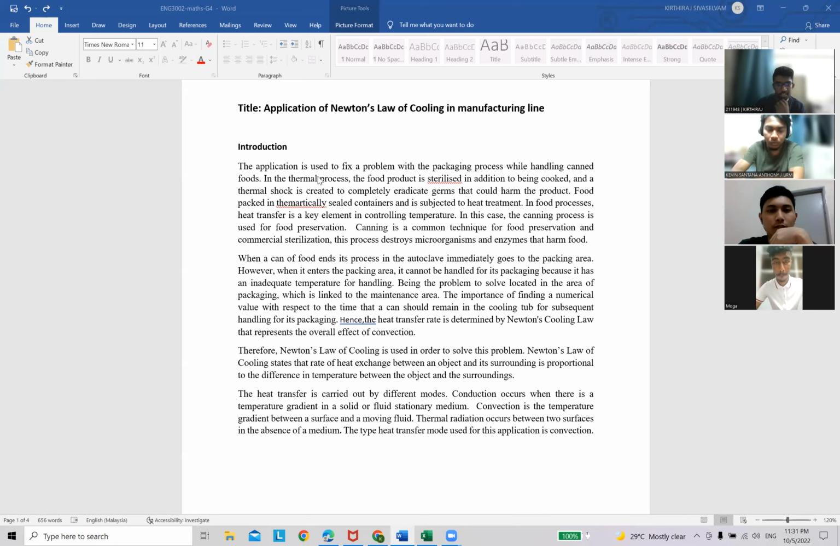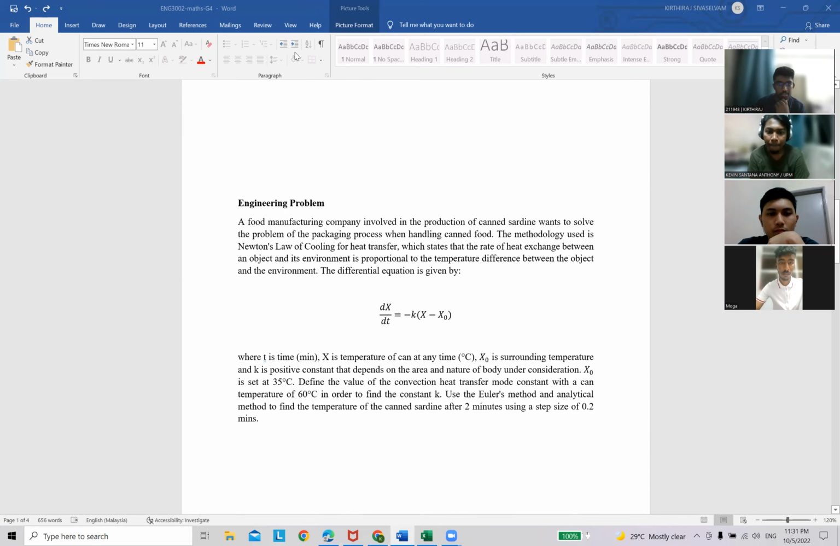Okay, next we'll move to our engineering problem. All right. So for the engineering problem, as explained earlier, a food manufacturing company involved in the production of canned sardines wants to solve the problem of the packaging process while handling the canned food.